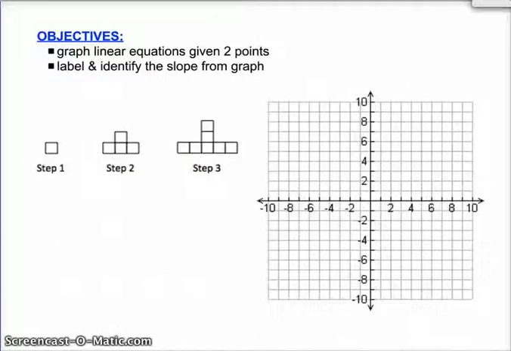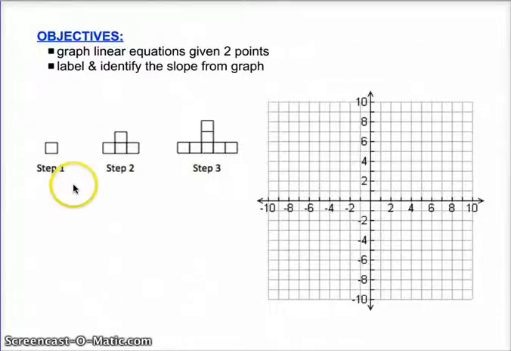Hello and welcome. The purpose of this short lesson is to demonstrate how to graph a linear equation given 2 points. So we will start with the steps that you saw in your last lesson. You were asked to look at each step and determine what the next step would be, step 4, step 5.